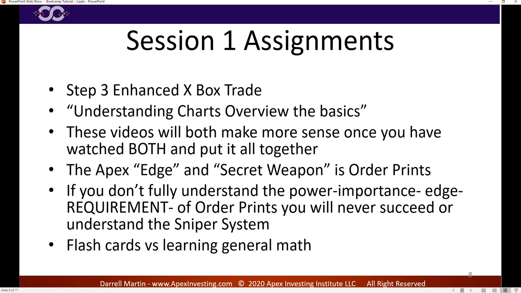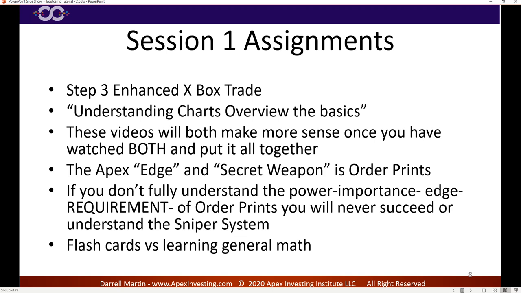And I always use this analogy, flashcards versus learning general math. Remember when you were a kid in school and you went through flashcards, 1 plus 0 is 1, 1 plus 1 is 2, and you memorize those. You learn to go through them real quick. And you go through 2 plus 0 is 2, 2 plus, got it. But then suddenly someone throws out, what's 3 plus 4? Well, I don't know. I haven't memorized those step-by-step flashcards yet.